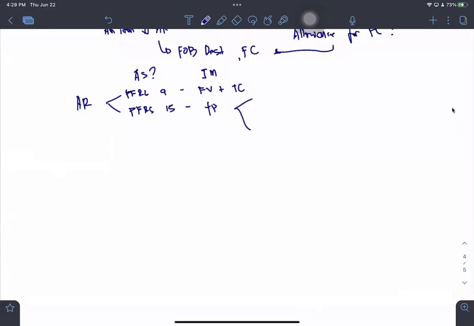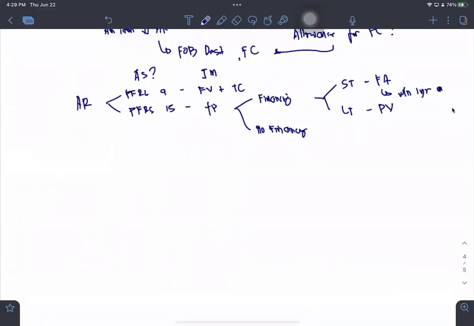And transaction price differs if there is a financing component or there is no financing component. If there is a financing component, then you determine if ever it is short-term or long-term. For short-term, you measure it at face amount. For long-term, you measure it at present value. Why is short-term again measured at face amount? Because again, for practical expedient, if ever it is due within 1 year, you should not discount it. So no discounting for items due within 1 year. But if ever long-term, you measure it at the present value. What if there is no financing component? You measure it at your consideration.